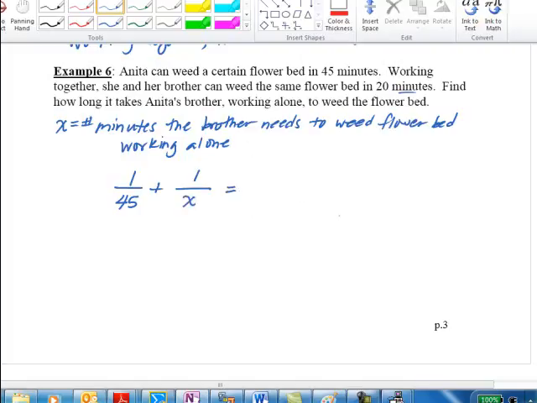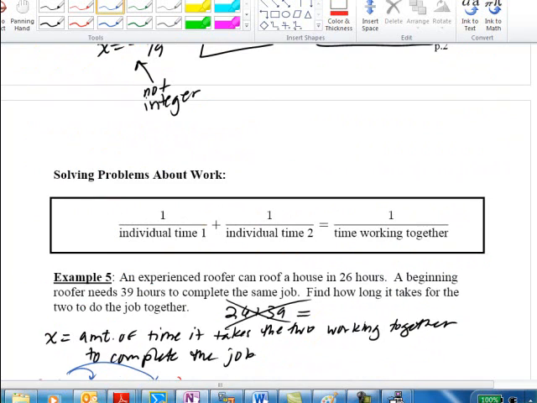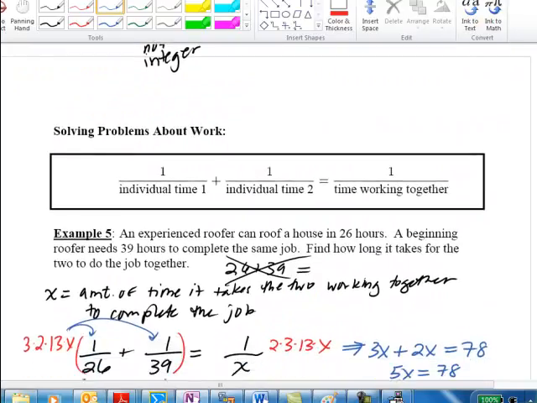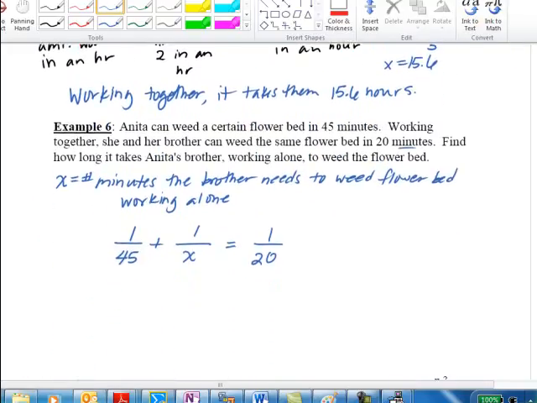And then on the other side, we want the portion they can complete in 1 minute if they work together. So the total time for them working together was 20 minutes. So the portion they can complete would be 1/20th in a minute. So we're just using that pattern. The reciprocal of the first time plus the reciprocal of the second time equals the reciprocal of the together time.